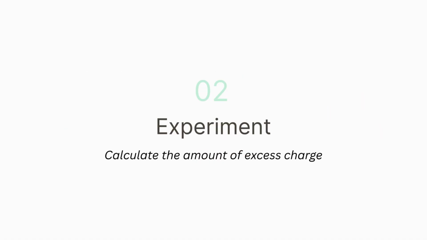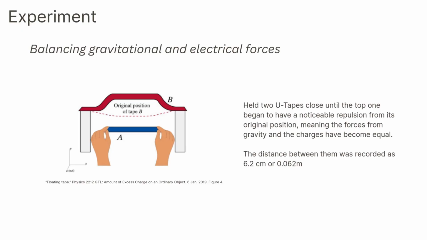So here's a quick overview of the experiment again. We created these U tapes, which were positively charged because they were ripped off of other base tapes, which would pull off electrons and give the U tapes a positive charge. Then we'd have one U tape hanging, and the other U tape, which had the same charge, would come closer. They are both positively charged, so they would repel each other, and we would record at what point the hanging U tape would start to float. We recorded that distance to be 6.2 centimeters.